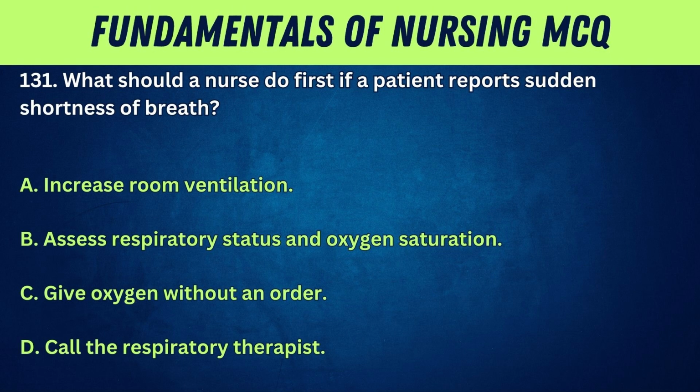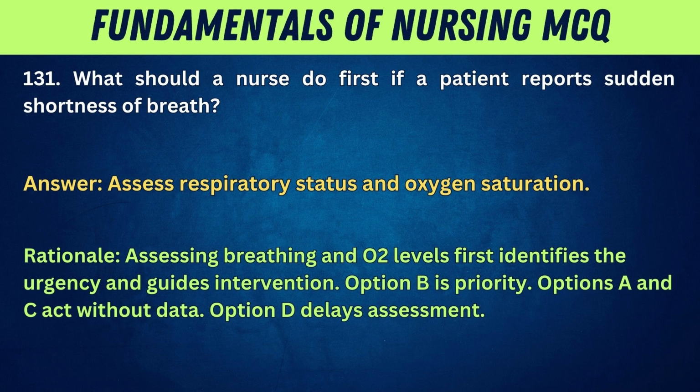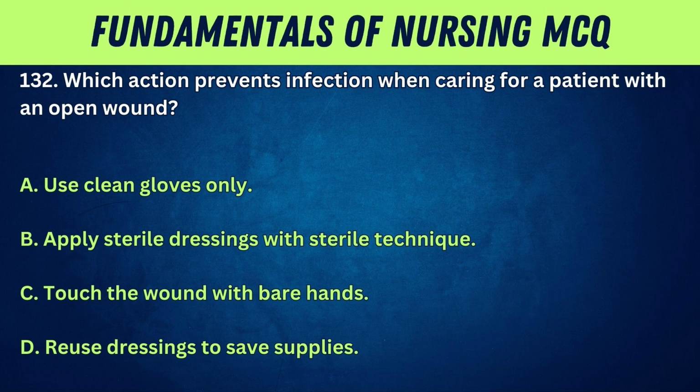131. What should a nurse do first if a patient reports sudden shortness of breath? A. Increase room ventilation. B. Assess respiratory status and oxygen saturation. C. Give oxygen without an order. D. Call the respiratory therapist. Answer. Assess respiratory status and oxygen saturation. Rationale. Assessing breathing and O2 levels first identifies the urgency and guides intervention. Option B is priority. Options A and C act without data. Option D delays assessment.